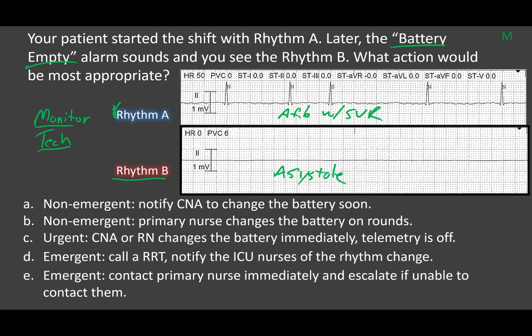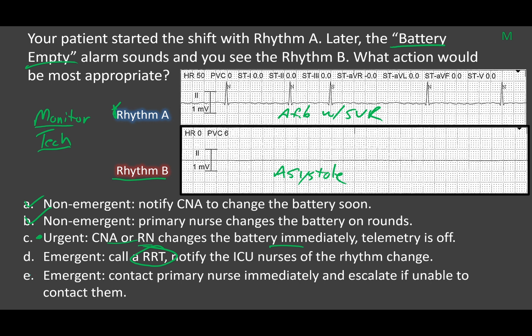So I'd automatically discount this as being non-emergent. While if there's enough lead time, a low battery alarm is non-emergent, but the battery's gone completely empty. So now you have to decide, is this something urgent that you just really push for the CNA or the RN to change it immediately? Is this emergent enough to call an RRT? No, because likely it's due to the battery being empty is why you see asystole on the monitors.